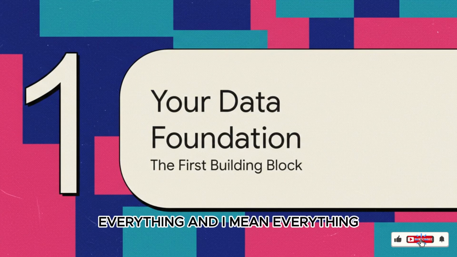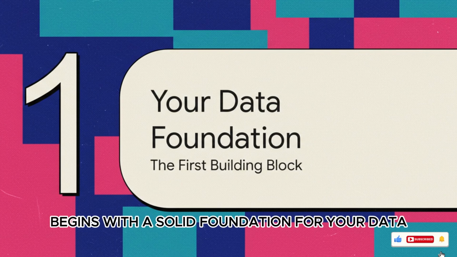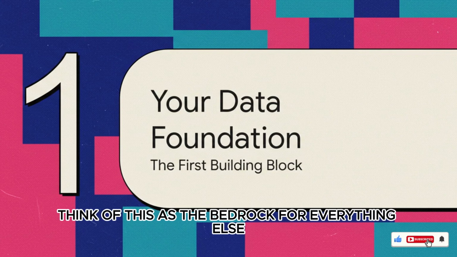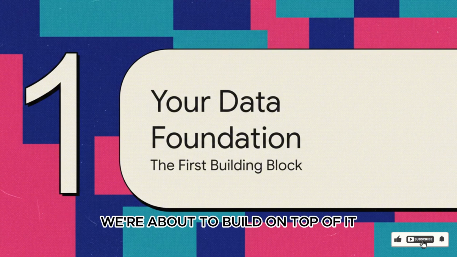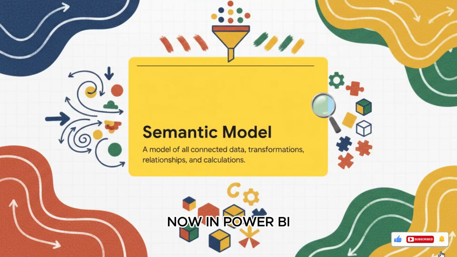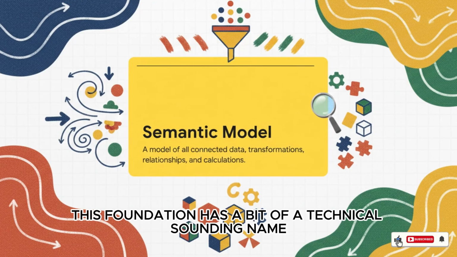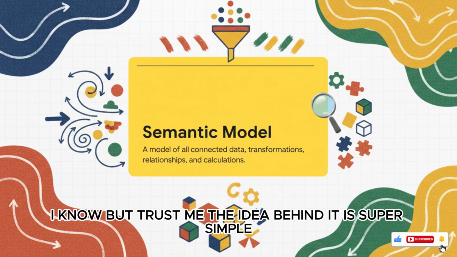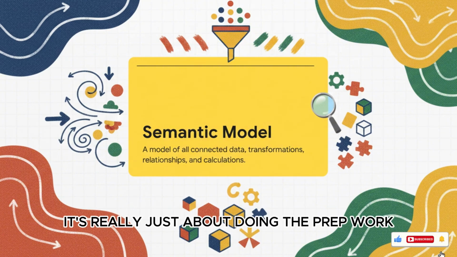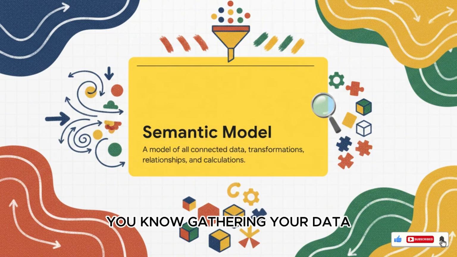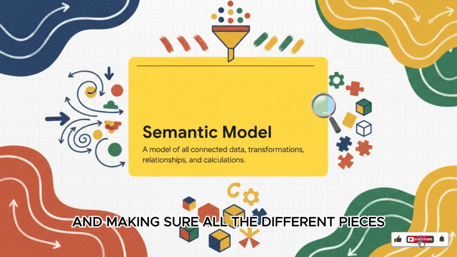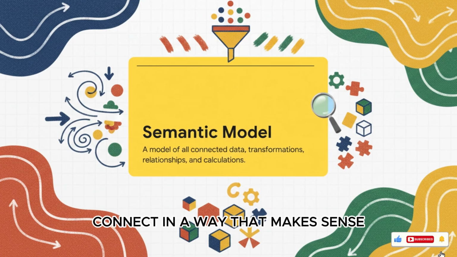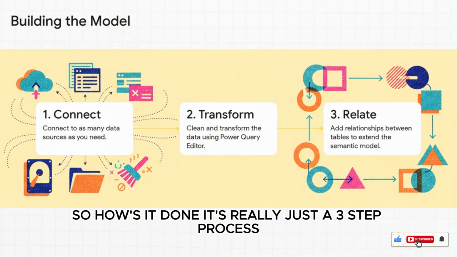Everything, and I mean everything, begins with a solid foundation for your data. Think of this as the bedrock for everything else we're about to build on top of it. Now, in Power BI, this foundation has a bit of a technical-sounding name, the semantic model. I know, but trust me, the idea behind it is super simple. It's really just about doing the prep work, gathering your data, cleaning it up, and making sure all the different pieces connect in a way that makes sense. So, how's it done? It's really just a three-step process.